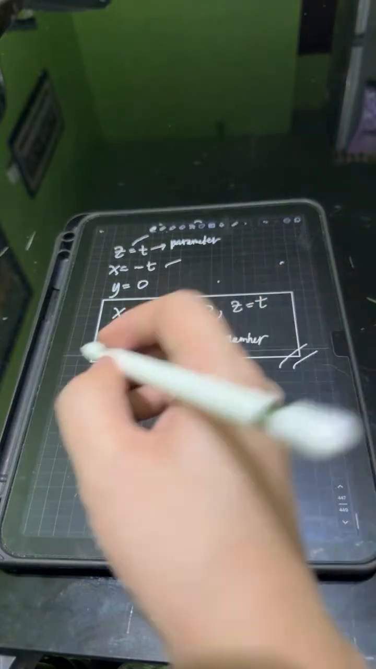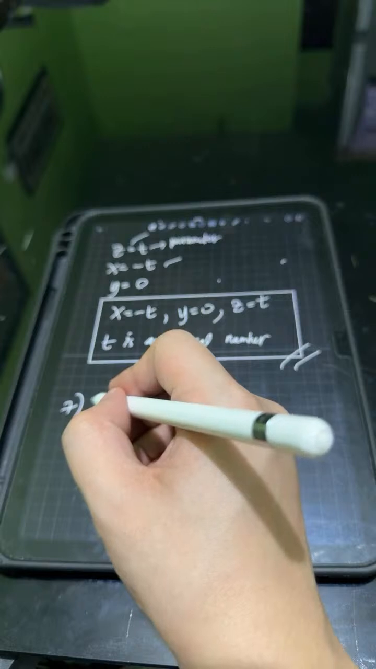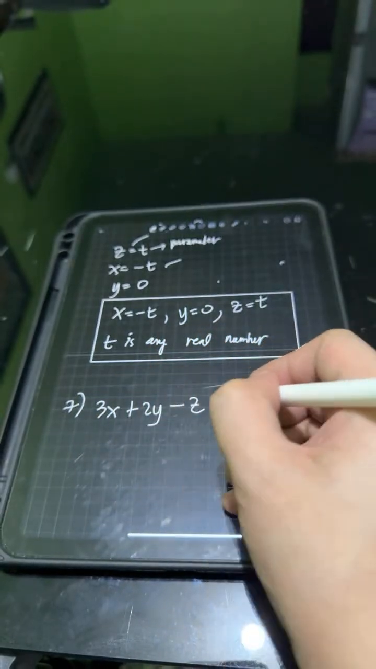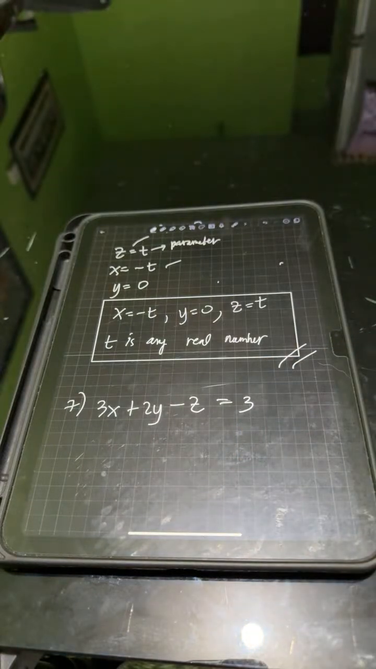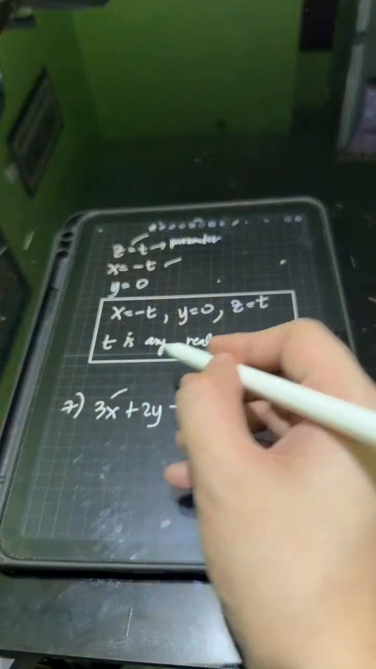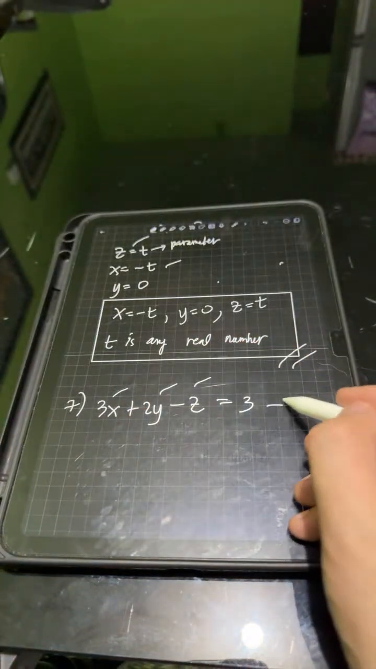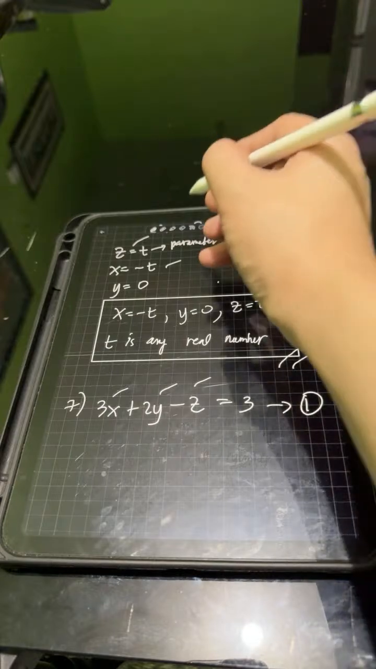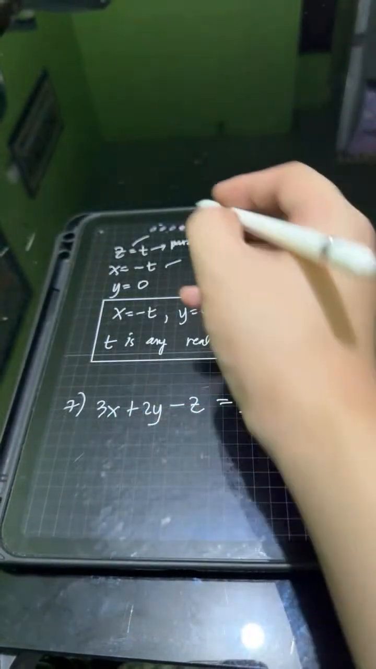Okay, next, 7. What if 3x plus 2y minus z equals 3? Only this one. So we have 3 unknowns, x, y, and z, but there is only one equation. So you can expect again to have infinitely many solutions.